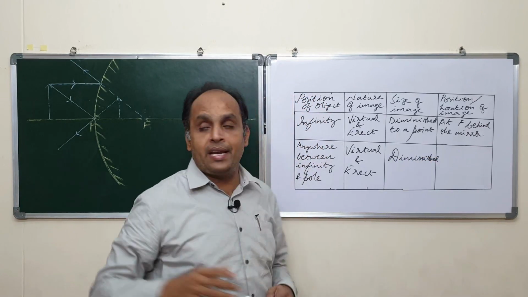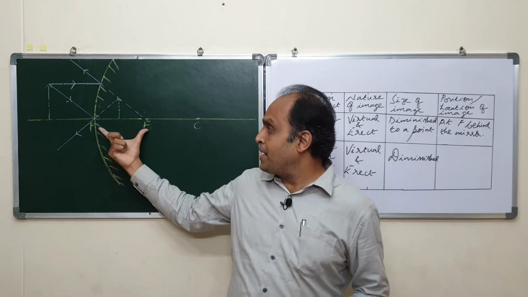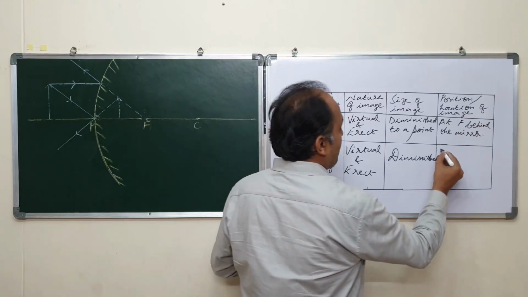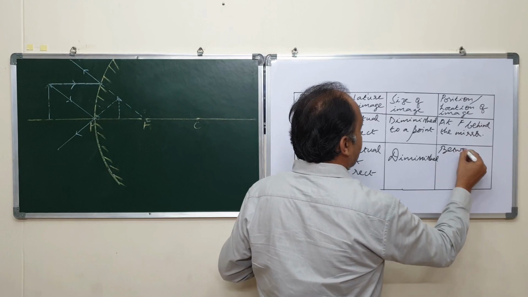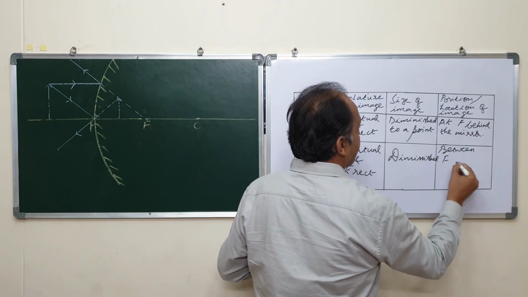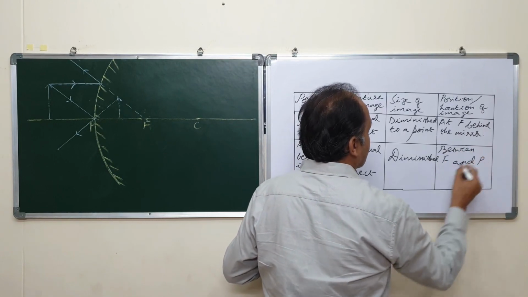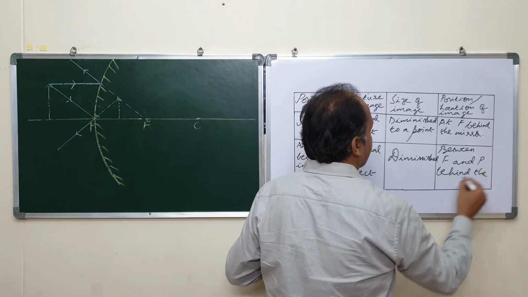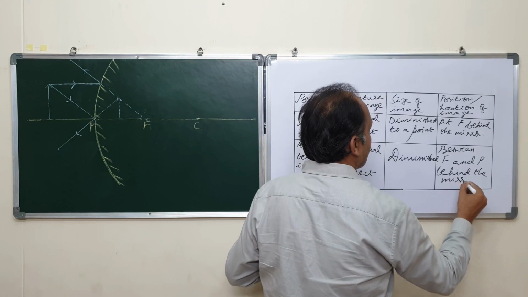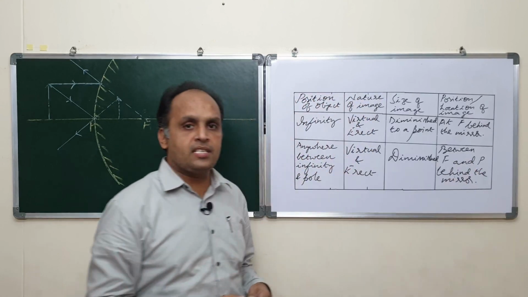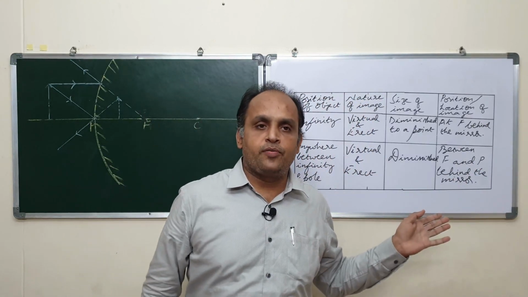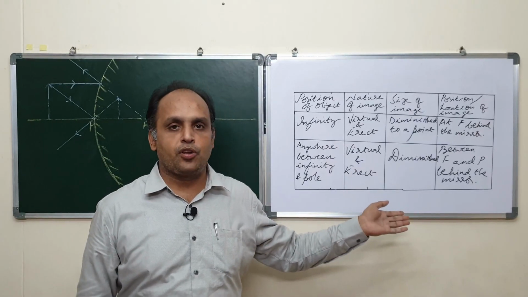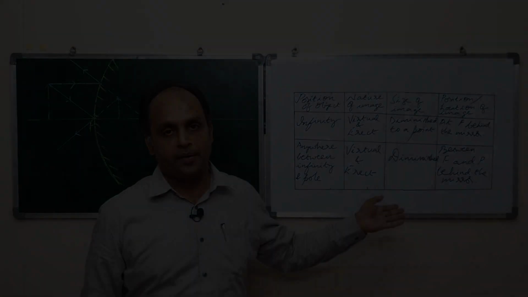Okay. And where is it formed? It is formed between F and P, and that is behind the mirror. So the image is formed between F and P, that is focus and pole, behind the mirror. So this is how the image formed will be. These are the characteristics of the image formed for the second position of the object in case of convex mirror.